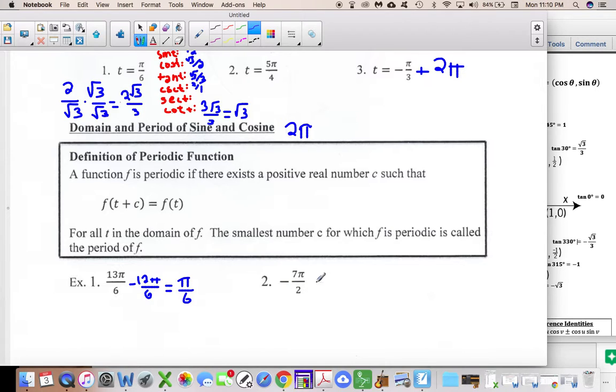Negative 7 pi over 2, if I add 2 pi to that, that would be like adding 4 pi over 2. If you add 4 pi over 2, you're still at negative 3 pi over 2. But then I can add another 4 pi over 2 to that, and that would give me positive pi over 2, which is equivalent to negative 7 pi over 2. So once I get them to those equivalent coterminal angles, finding sine and cosine is fairly easy.